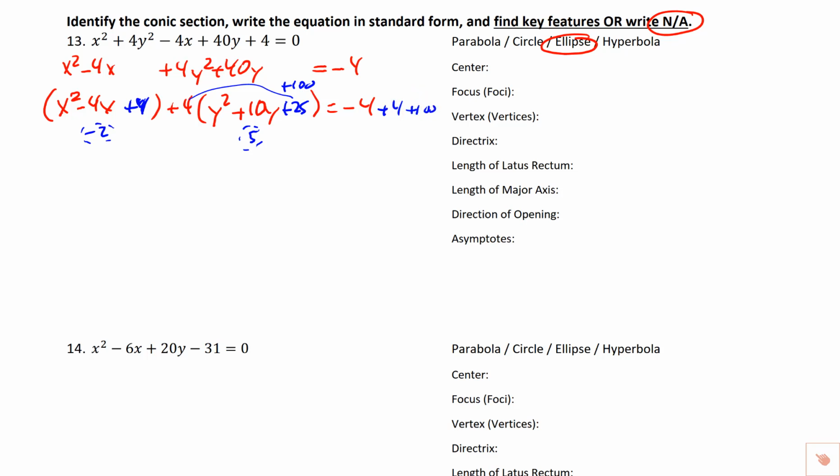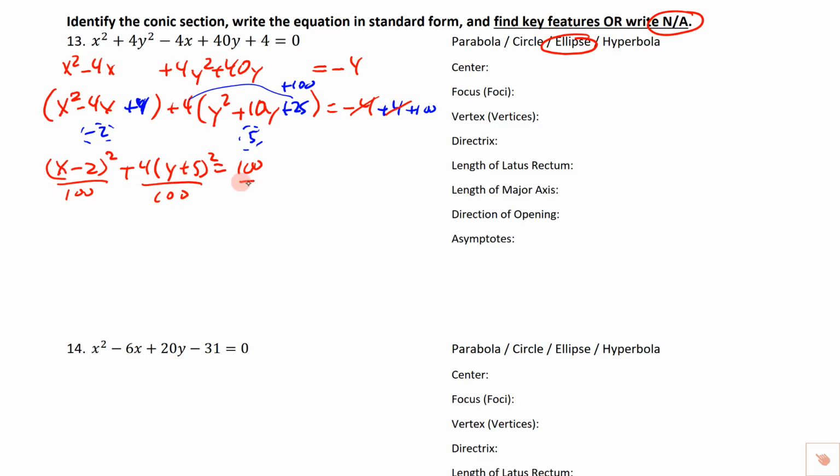Okay, so now let's take a look at what we've got. We've got x minus 2 quantity squared, and then plus 4 y plus 5 quantity squared. And then over on this side, the 4's cancel out, so we end up with 100. So if I divide both of these by 100, here's what's going to happen.